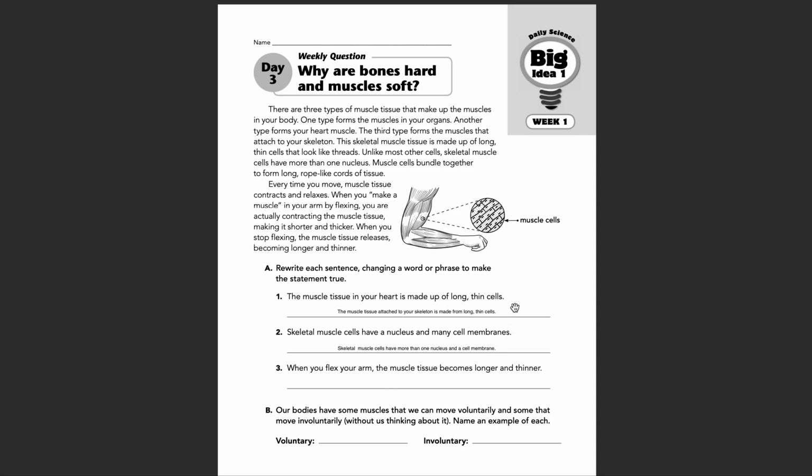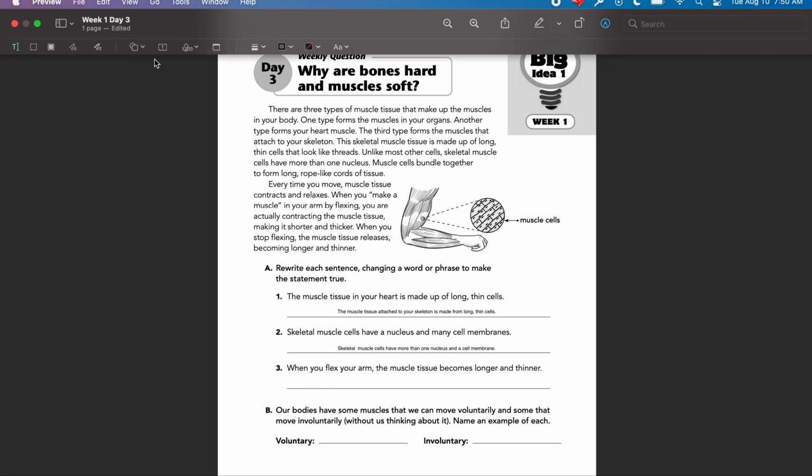Number 3, when you flex your arm, the muscle tissue becomes longer and thinner. Again, if you go back to the second paragraph, it talks about when you flex your arm, how that muscle actually becomes shorter and thicker.